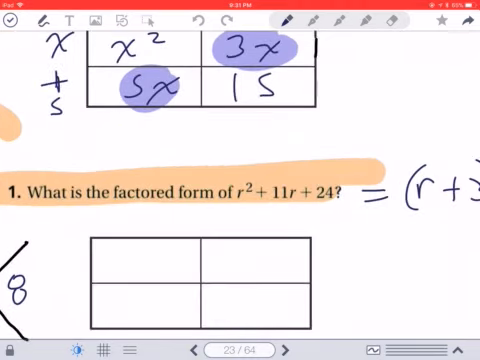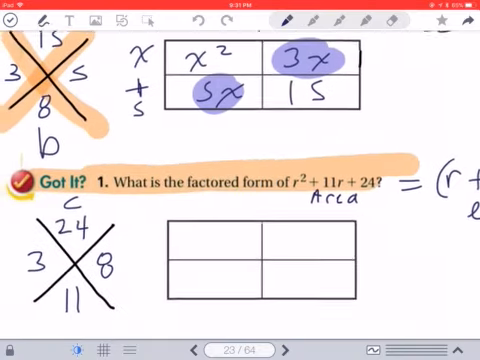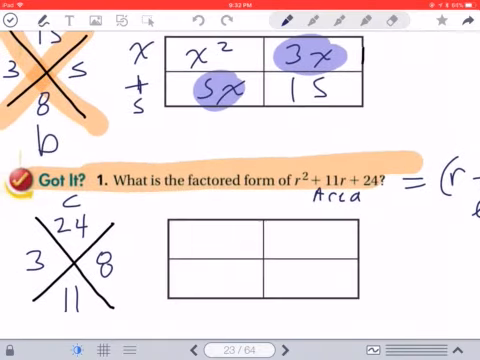So again, now we're going the reverse. I'm given the area, and I want to find the length and the width, the dimensions of this. And I could also use this box to double check it.